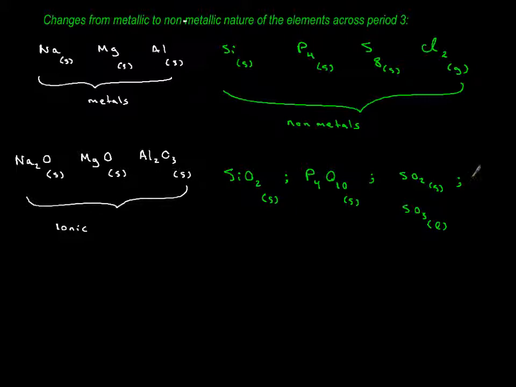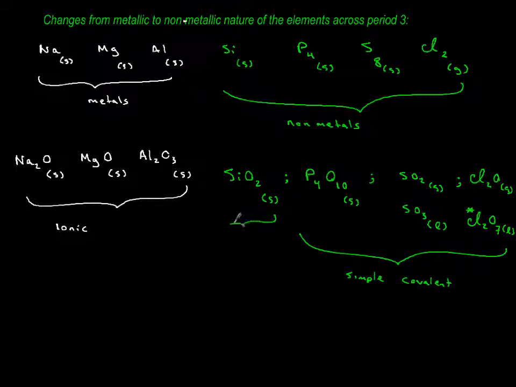Finally, chlorine has 2 oxides, Cl2O, a gas, and Cl2O7, a liquid. Now, just to play it safe, I'm going to give you the reaction of Cl2O7 with water. So this is what happens. These are simple covalent, and silicon dioxide is going to be known as giant covalent.